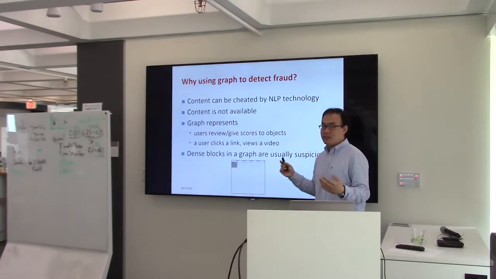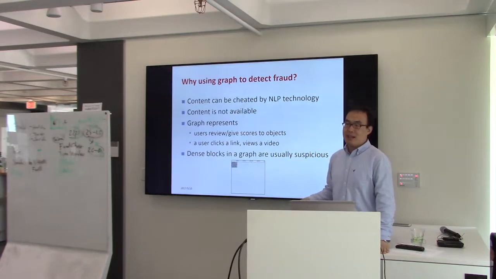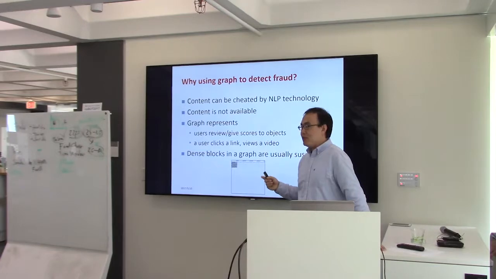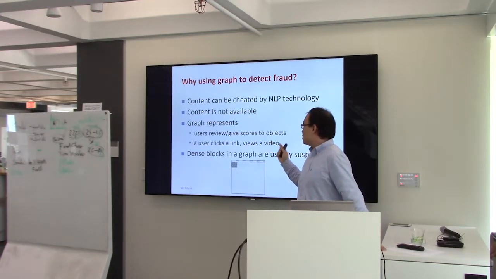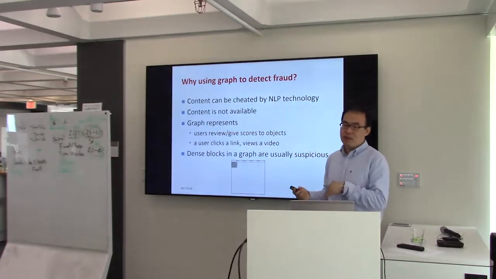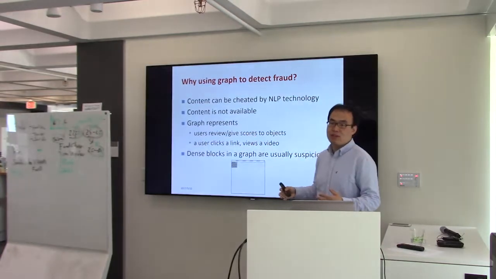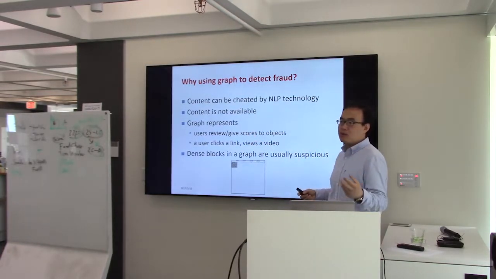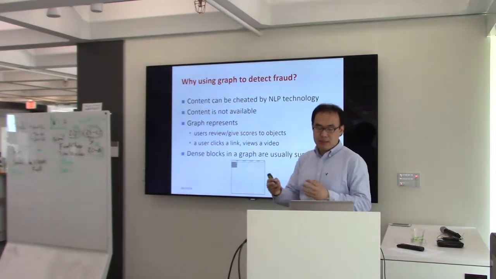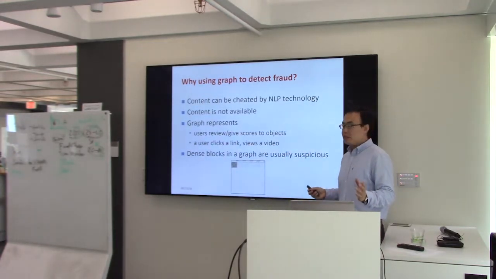And also the other condition is that the content is not available generally, so sometimes it's not possible to analyze the data. Also, as we talked about previously, the graph can represent the user giving review scores to the objects, and users clicking a link and reviewing videos. Those kinds of information cannot be avoided by the fraudsters if they want to give some fake reviews, if they want to cheat some objects. And also in that kind of graph, the dense blocks are usually very suspicious.